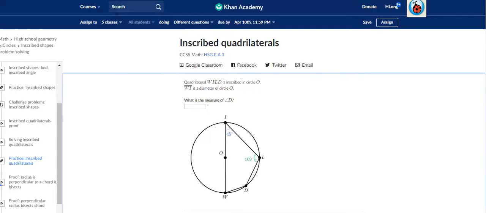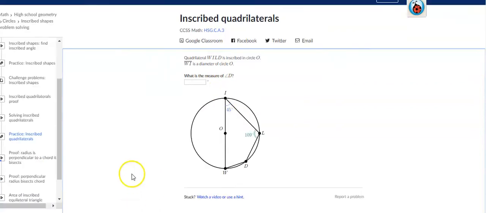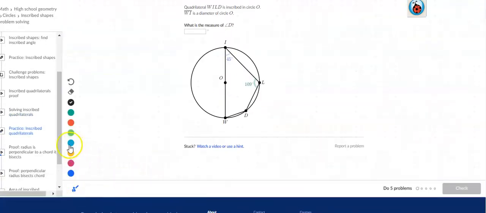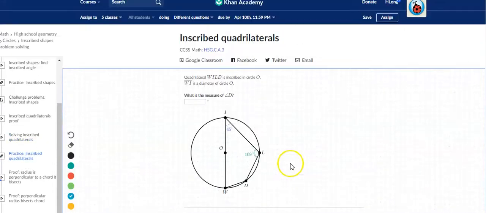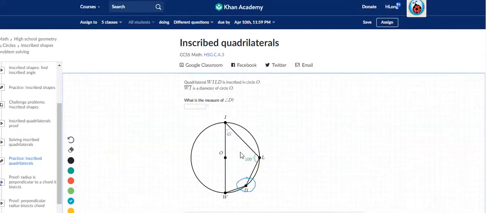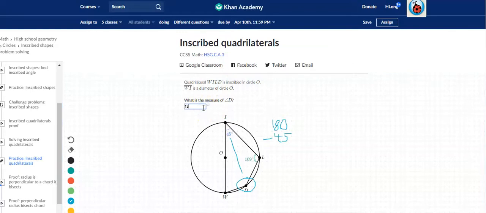So now we're going to go back to Khan Academy, and this is your second assignment, which is just inscribed quadrilaterals. It asks us for angle D. So angle D is just opposite to the 45. So we do our 180 minus 45 to get 135.